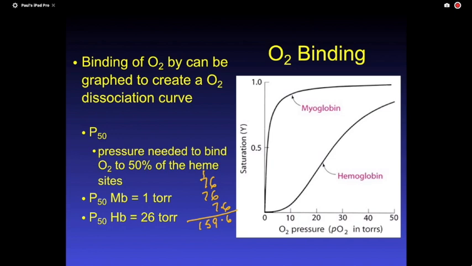Okay? Because there's only 21% oxygen in the atmosphere. And if you're at normal atmospheric pressure, you get 160 at the most. So this graph does not represent the atmosphere. This graph represents somewhere away from the lungs. Okay? What would happen to the saturation point if we were at the lungs, both myoglobin and hemoglobin? What would you predict based upon these graphs?